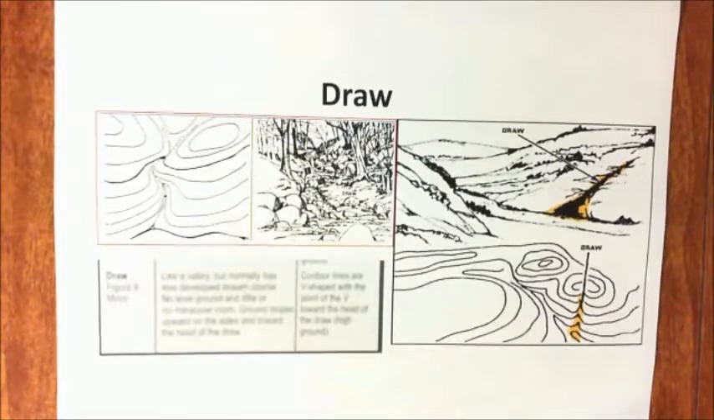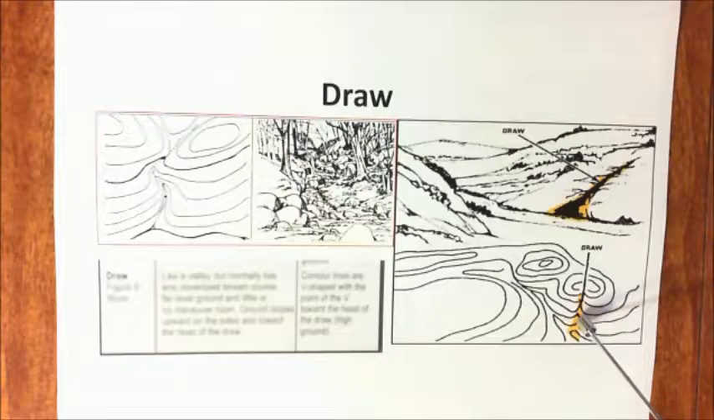So here, okay, here's the definition. A draw is like a valley, but normally has less developed stream course, no level ground, and little or no maneuver room. Again, it's tight in there. Ground slopes upward on the sides and toward the head of the draw. So again, when you're in the draw, the ground slopes to the left, it slopes to the right, and it slopes up. And then it slopes down. Okay?